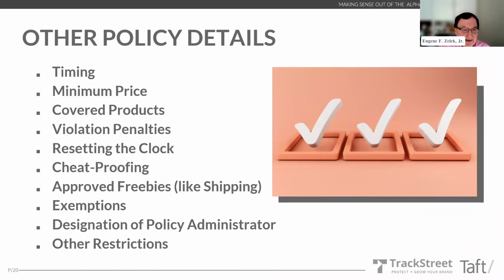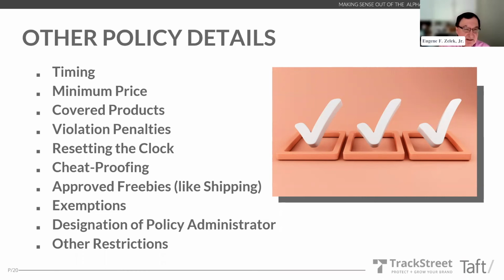Something else in the policy is the violation penalties along the lines of what I talked about before. What are you willing to do? 3 strikes and you're out, 4 strikes and you're out. I'm familiar with some policies that give 5 or 6 strikes. And at some point you just say, hey, how many bites at the apple do they get before you get really serious? So we tend to encourage 3 strike or 4 strike and you're out policies.